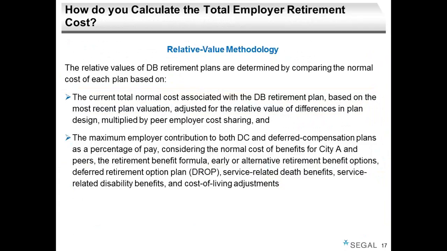So the relative values of the defined benefit retirement plans are determined comparing, as I said, the normal cost of each of the plans, taking into consideration differences in the plan design, normal retirement benefits, and employer cost sharing, what employers contribute as a percent of pay versus what employees contribute as a percent of pay, and then take that into consideration for each of the types of retirement benefits that may be offered.